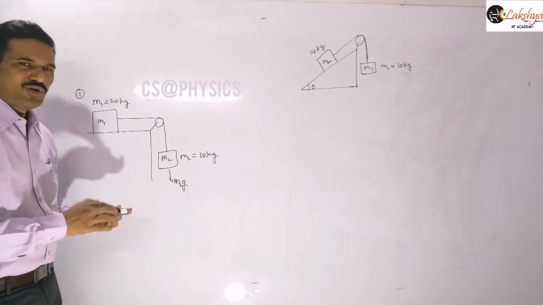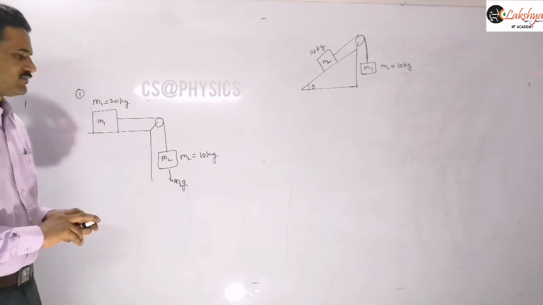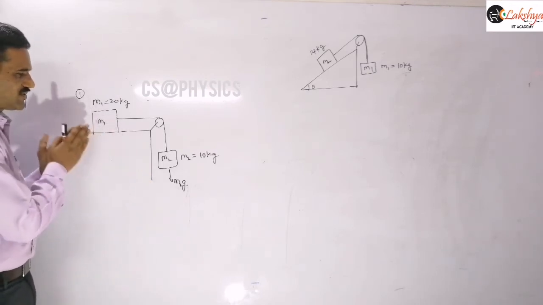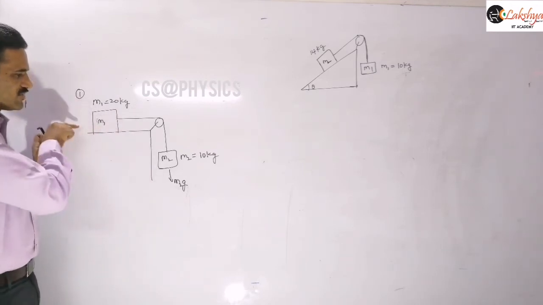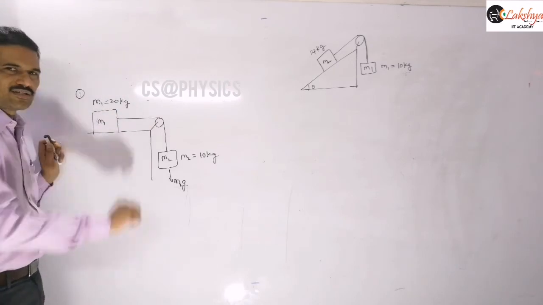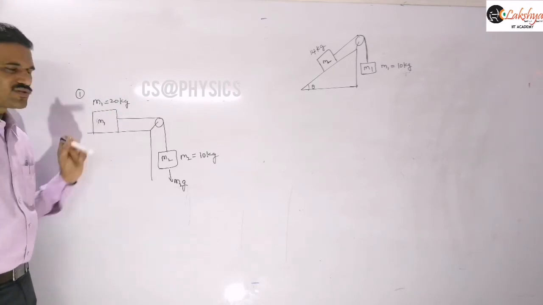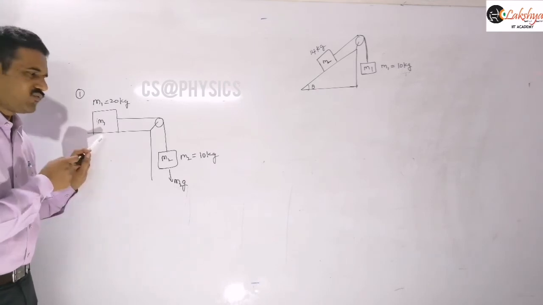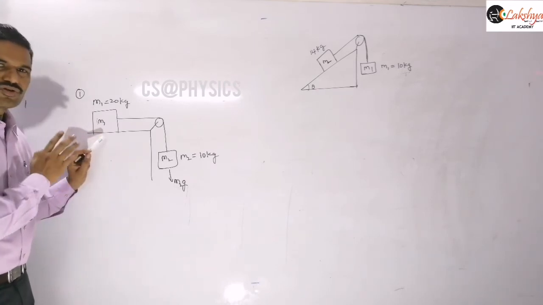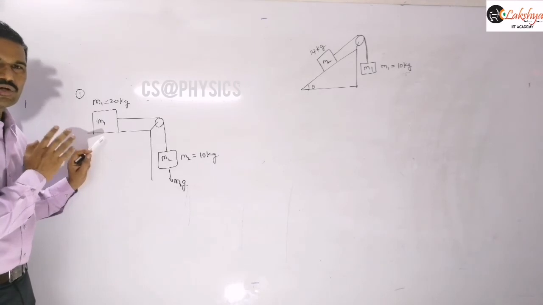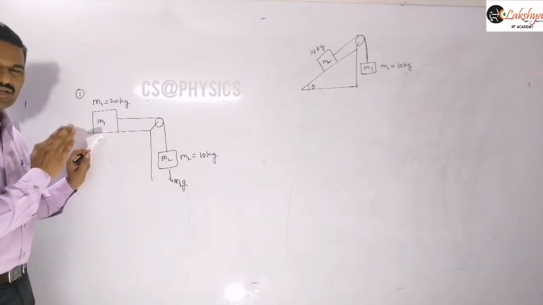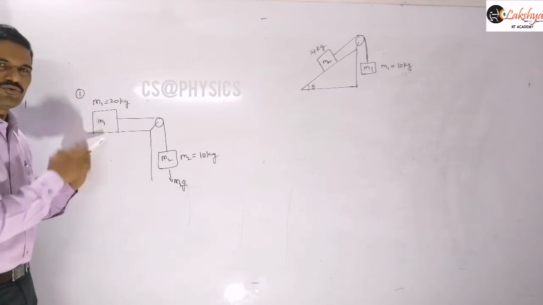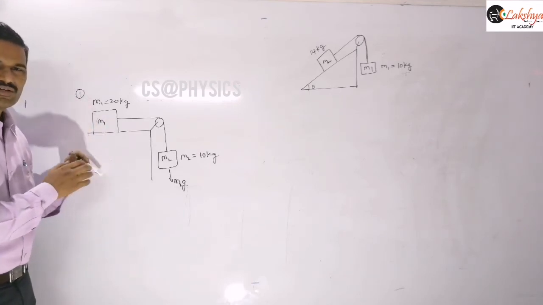M2G is totally pulling the system in the downward direction, right? Because of this pulling force, this block M1 will move towards the right. When it is moving towards the right, is there any role of the weight of M1 in the motion of this object? Is there any role? So there is no role of the weight of this block in its motion here, right?